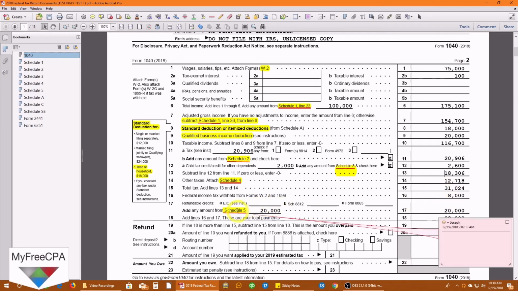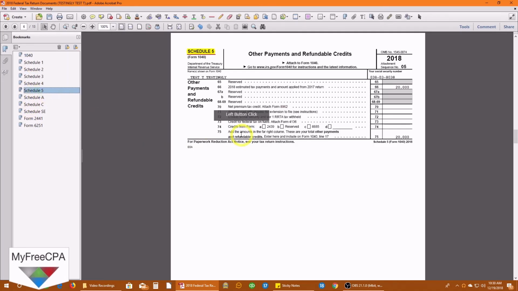Line 5. This is going to be estimated tax payments. So this guy, he knew he was going to make a lot of money. So he paid $20,000 and he put that on Schedule 5. Schedule 5 is estimated tax payments and amounts applied from 2017. What else is going to go on this line? Line 75 is a total, right? So what could also go here is if you had low income and you paid for health insurance, you get your tax credit. That goes here, right? Any extension of payments here.